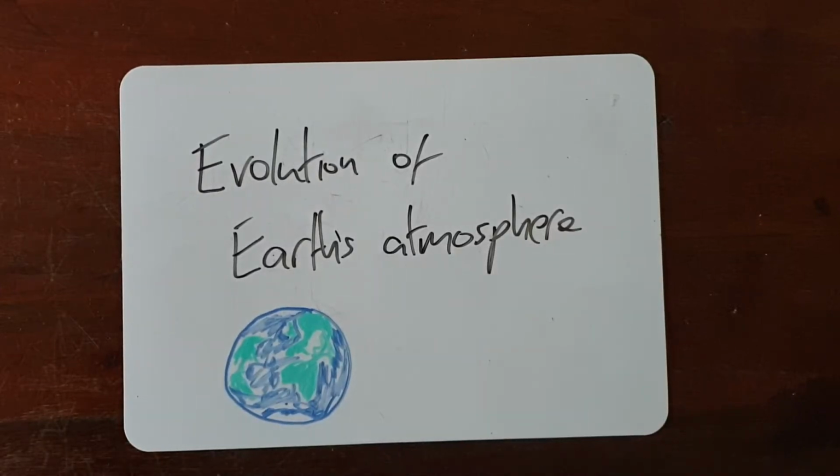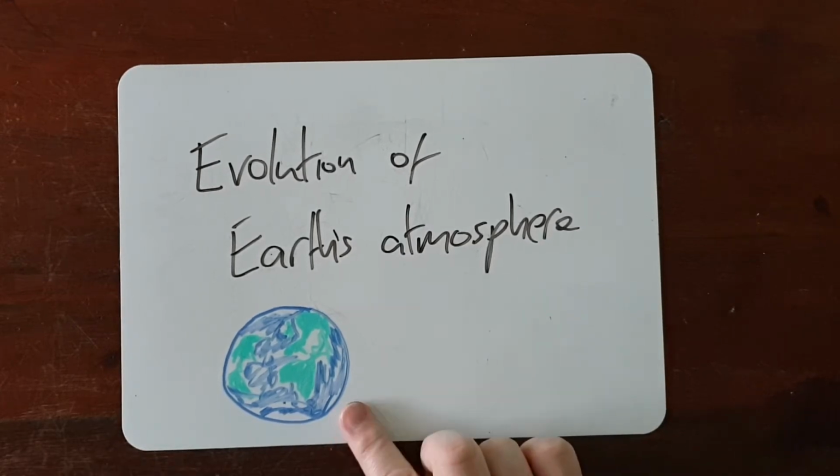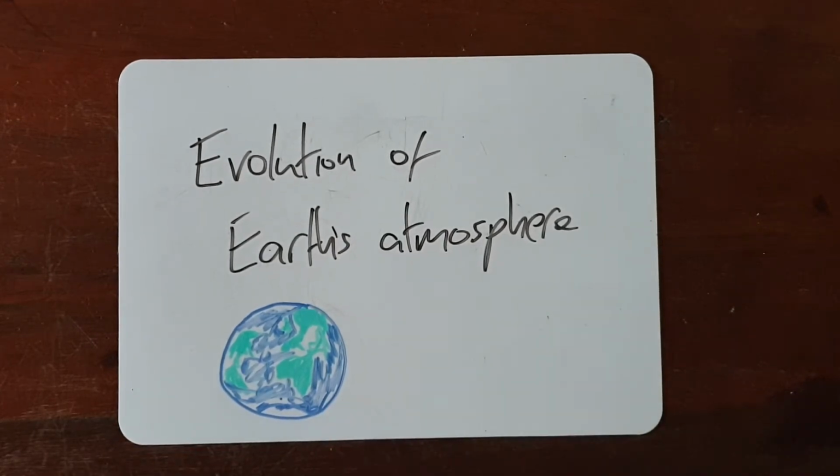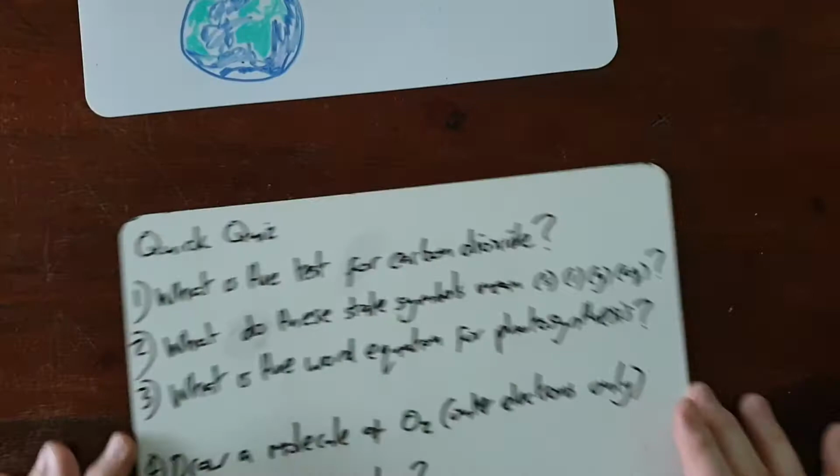Okay, folks, so today's video is about the evolution of the Earth's atmosphere. You might be surprised to learn that that is a sketch I've drawn with whiteboard pens. That is not an HD photo of the Earth. Anyway, starting as always with a quick quiz.